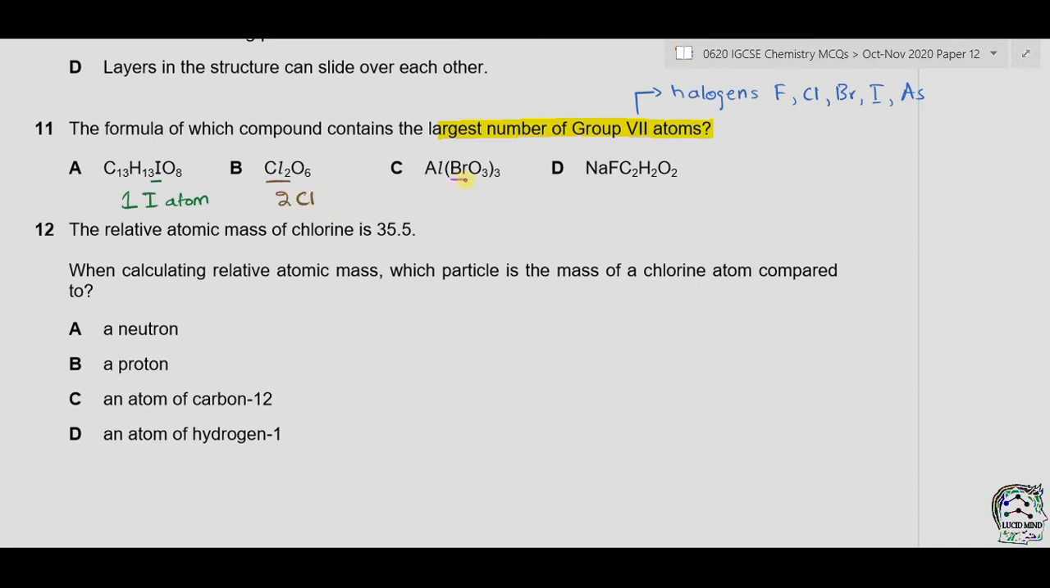In C we have bromine atom present from the halogens, and there are 3 atoms of bromine. In D we have 1 fluorine atom present, that is from halogens. As the number of bromine atoms is largest among these, therefore answer is C.